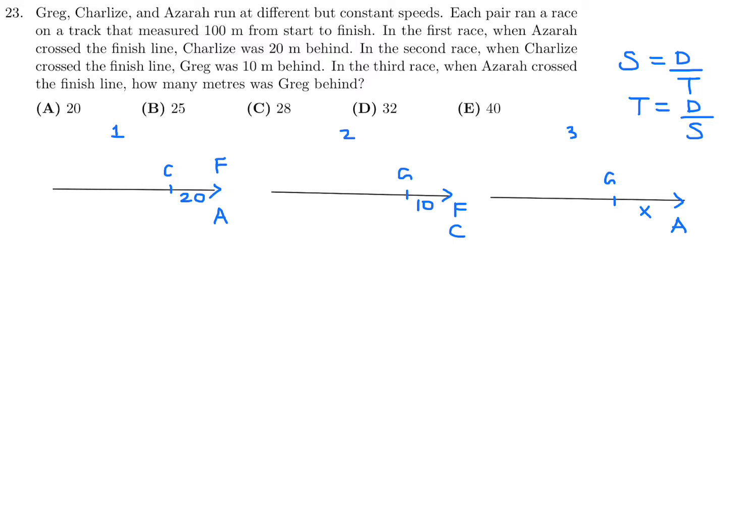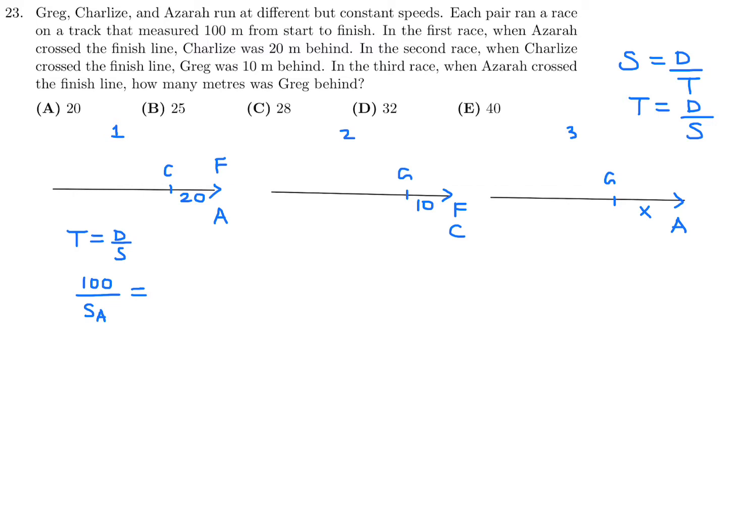That's why Azara was able to finish faster. So both of their speeds are equal. Now both of their times are equal. Times are equal. So we're going to use this. So time is equal to distance over speed, right? So for Azara, that time is her distance, which is the full 100 meters, over her speed. And that's going to be the same as the time for Charlize.